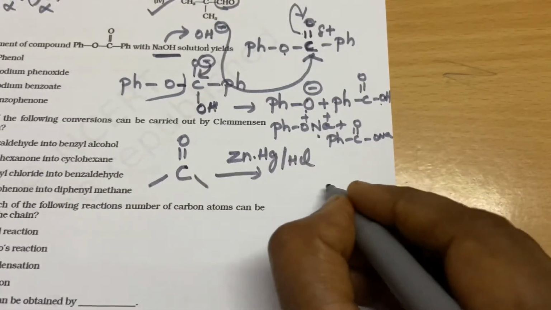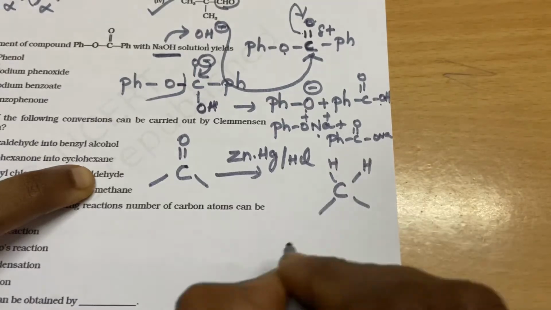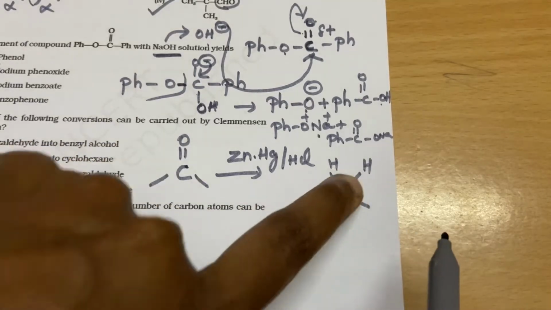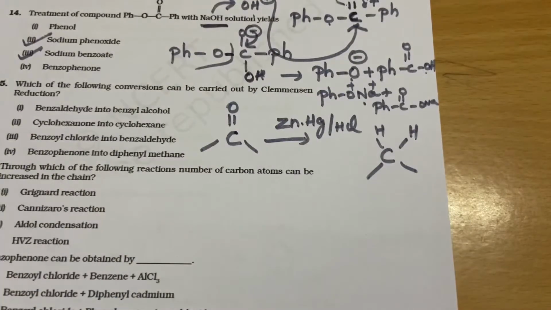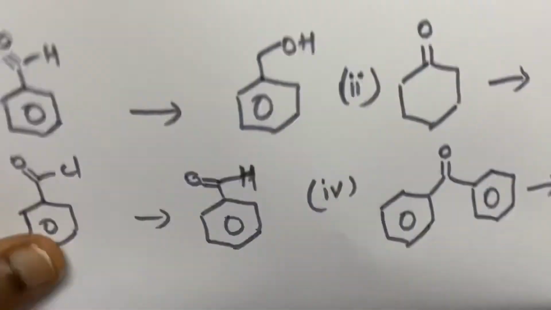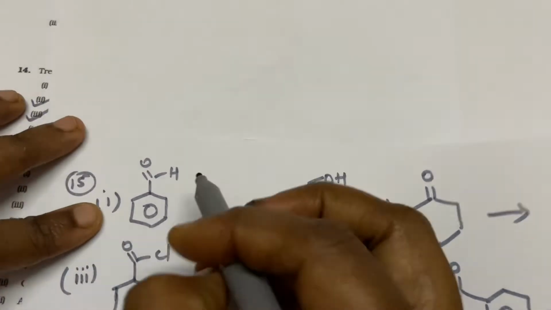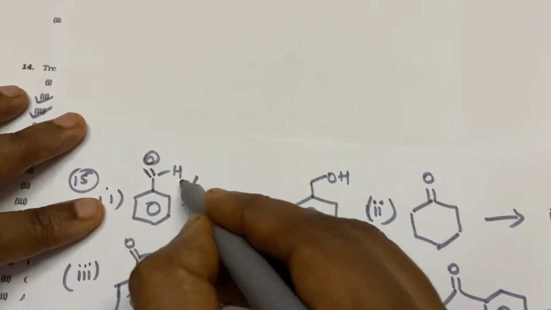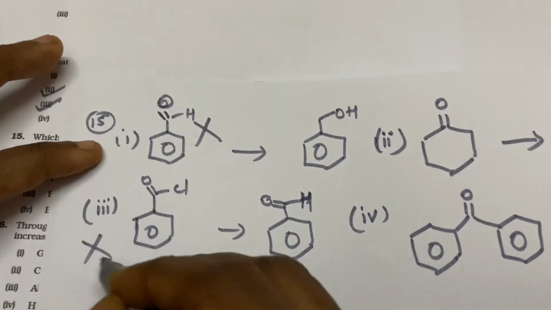This C double bond O will convert to a CH2 group. So instead of double bond O, you will be having CH and CH. I have written all the options here. If you see, benzaldehyde to benzyl alcohol, there is no such transformation, so it is not. Benzoyl chloride to benzaldehyde, no, it is not.